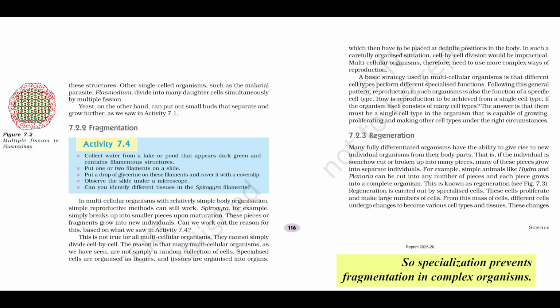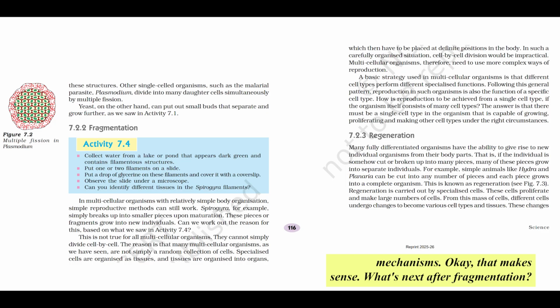So specialization prevents fragmentation in complex organisms. Precisely. Therefore, a basic strategy that has evolved in multicellular organisms is that different cell types perform different specialized functions. Following this pattern, reproduction in complex organisms is also the function of very specific cell types. These specialized reproductive cells are unique because they are capable of growing, proliferating, and most importantly, making all other cell types and tissues under the right conditions. This is why complex organisms need more elaborate and specialized reproductive mechanisms.